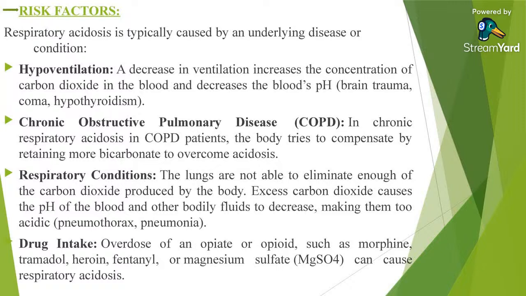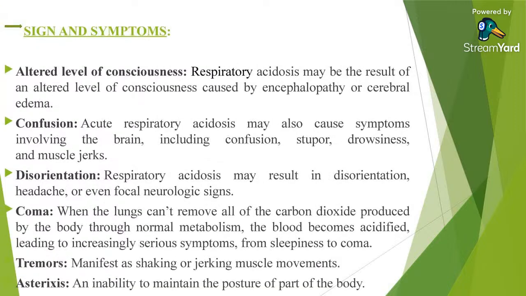Next are respiratory conditions. The lungs are not able to eliminate enough of the carbon dioxide produced by the body. So, excess carbon dioxide causes the pH of the blood and other bodily fluids to decrease, making them too acidic. It occurs in some cases like pneumothorax and pneumonia. Next is drug intake. Overdose of an opiate or opioid such as morphine, tramadol, heroin, fentanyl, or magnesium sulfate can cause respiratory acidosis. Here are some signs and symptoms.